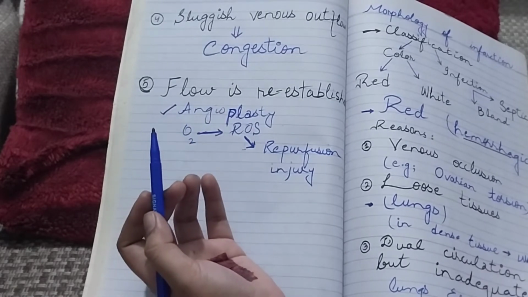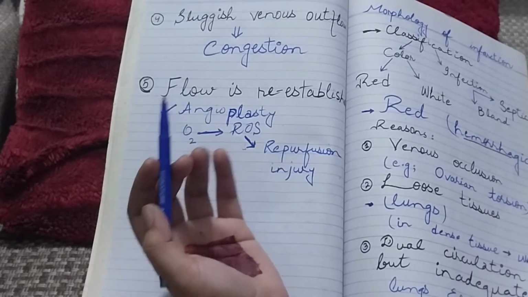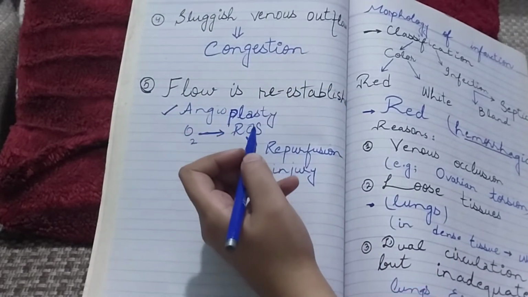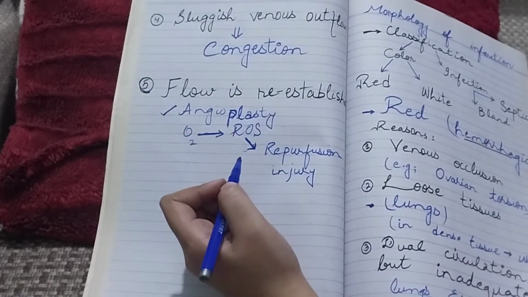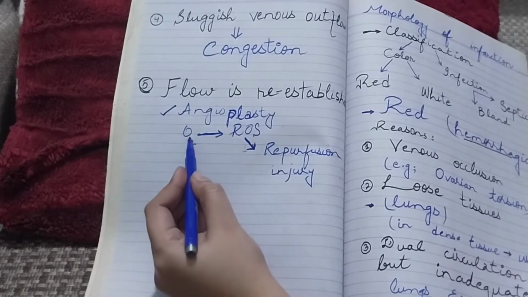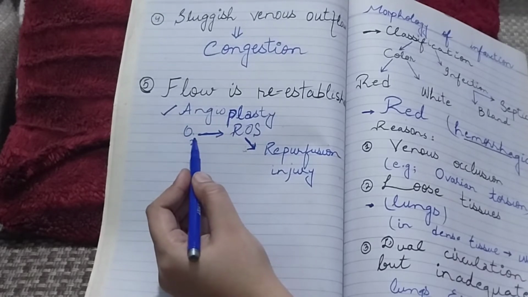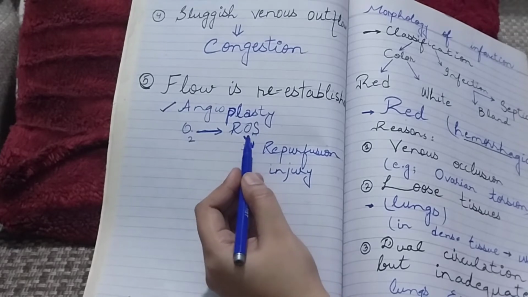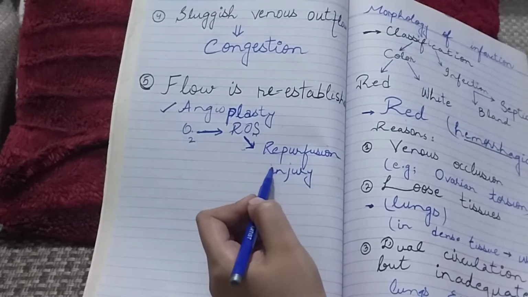Here comes a question in mind: how come reperfusion causes infarction? See, because of reperfusion, sometimes oxygen can convert into reactive oxygen species and can cause reperfusion injury.